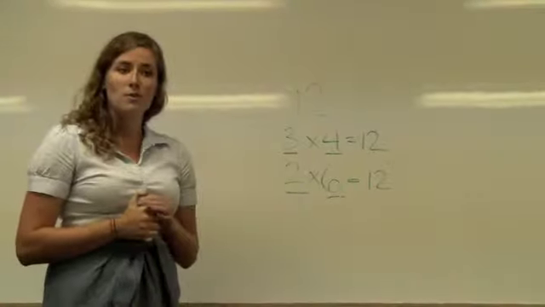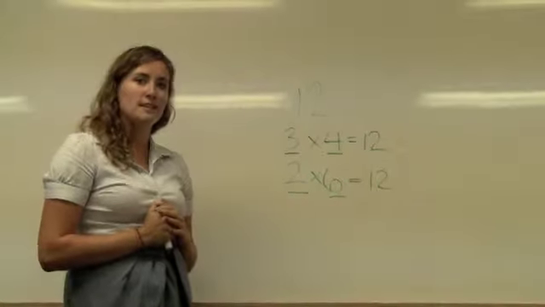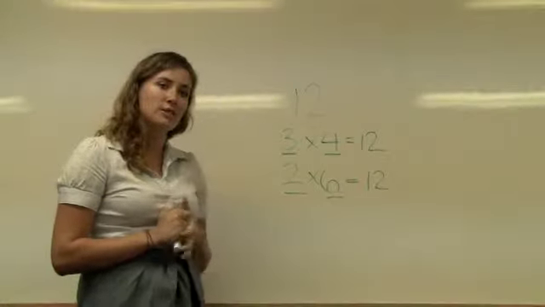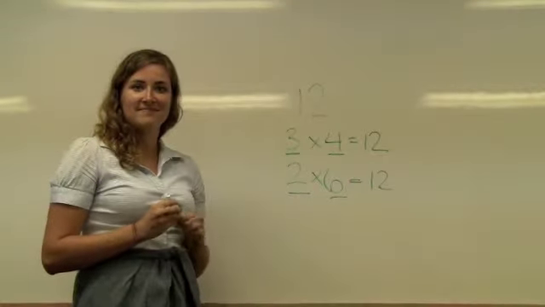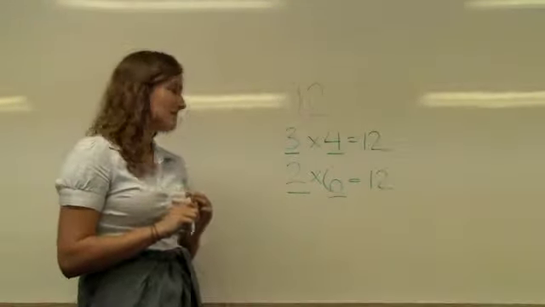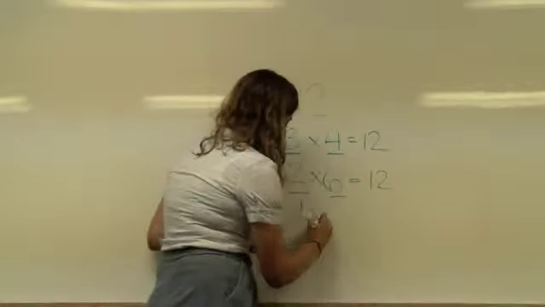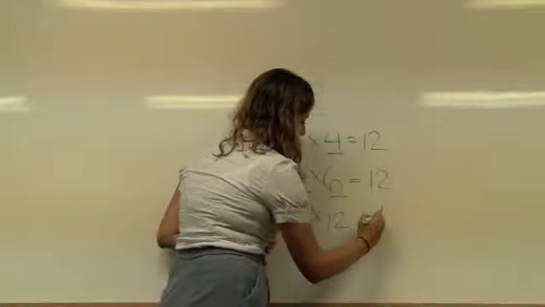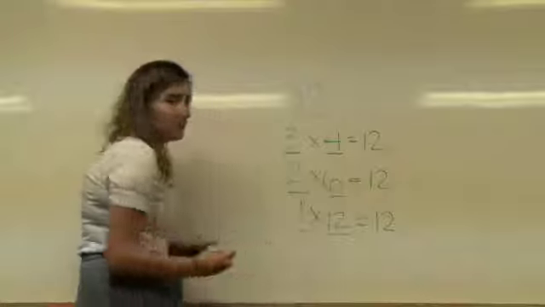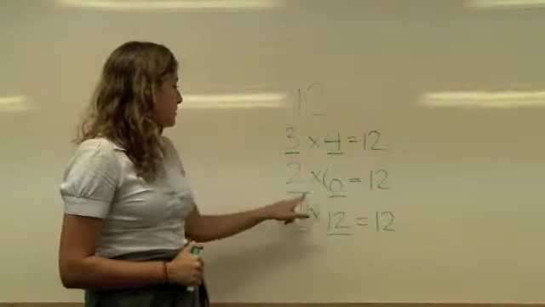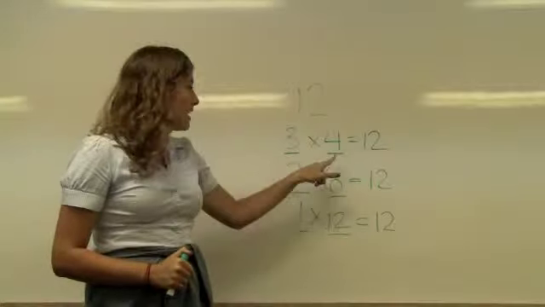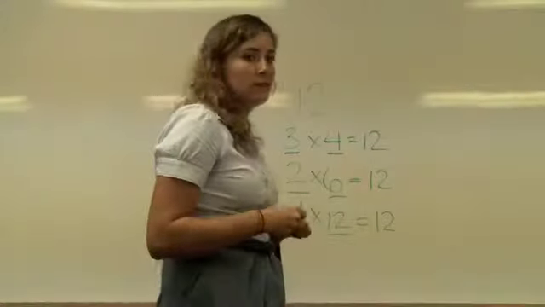Now there's one more that's a little tricky. Sometimes you don't always think of it this way, but there's actually 2 more factors of 12. Does anyone know them? No? That's okay. 1 times 12 is 12. That's actually a really easy one, but sometimes you forget about those. Okay, so we know that 1, 12, 2, 6, 3, and 4 are all factors of 12.